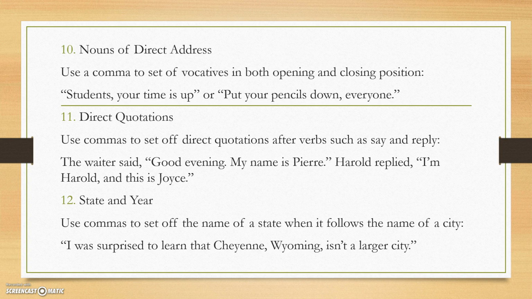Number 11. Direct quotations. Use commas to set off direct quotations after verbs such as say and reply. Example: the waiter said, "Good evening, my name is Pierre." Harold replied, "I'm Harold and this is Joyce." And finally, 12. State and year. Use commas to set off the name of a state when it follows the name of a city. Example: I was surprised to learn that Cheyenne, Wyoming isn't a larger city.